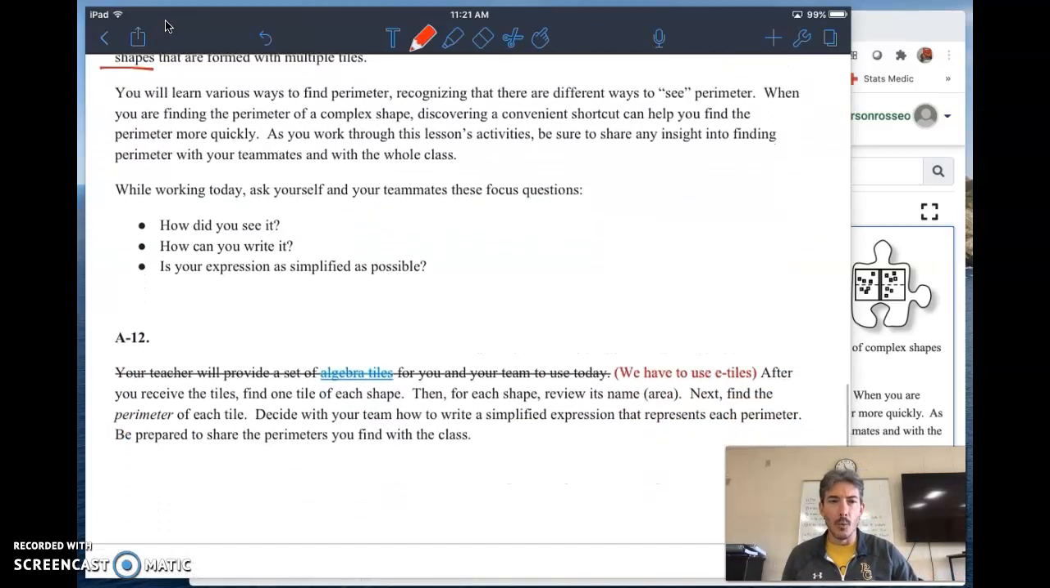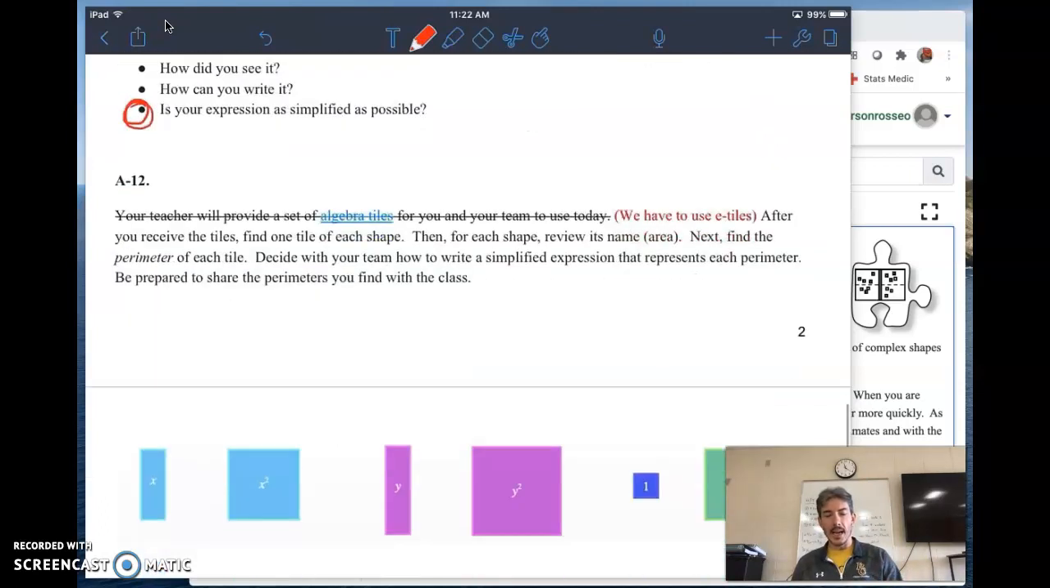Working today, we're going to keep centered these focus questions. How do you see it? So when I give you a shape, what does that shape look like to you? How can we write the perimeter of that shape that we just visualized? And this third one is going to be a big one: is your expression for perimeter as simple as it can possibly be? That's going to tie back to what we did in the last video when it comes to combining like terms algebraically. All right, let's do the deep dive on question A12 right here.